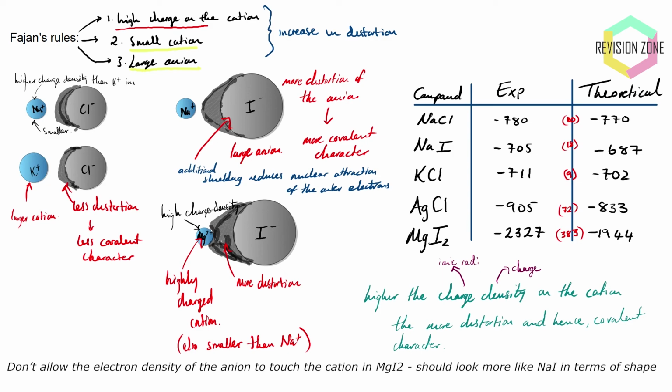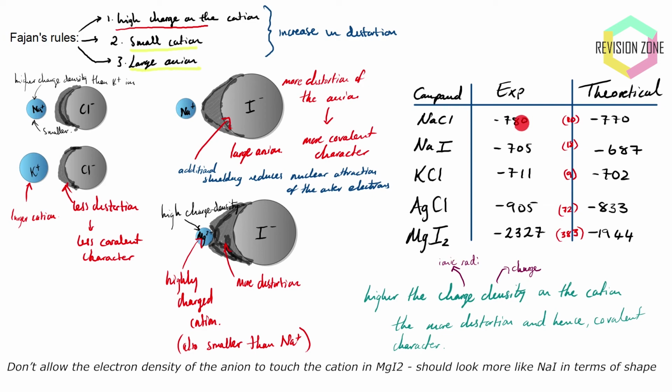Now what we also need to look at here is what does this do to the experimental lattice enthalpy, and how can we suggest the level of covalent character in an ionic bond? Well, if we look back to our data and we compare our experimental to our theoretical lattice enthalpy, you remember that I worked out the difference between each of these lattice enthalpies. Now the reason I did that is because it shows us the agreement between these two lattice enthalpies, how close that agreement is.